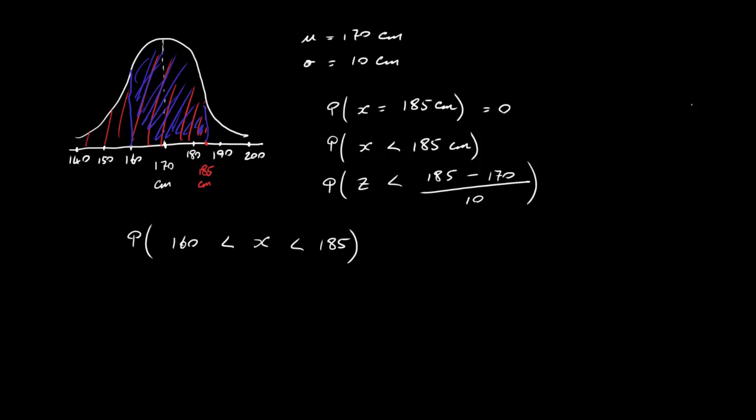So again, what we could do is just convert these two values to z values again, and look that up in our tables. Now another way of doing that is just to integrate our function. If this was our function f of x here, we could just simply integrate f of x with respect to x somewhere between 160 and 185 centimeters, and that will give us the area underneath this graph between these two points here.